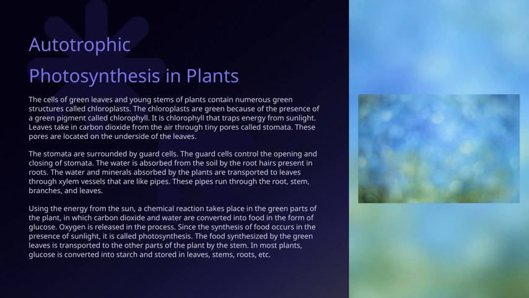The glucose produced is then transported through the stem to other parts of the plant. In most plants, this glucose is converted into starch and stored in leaves, stems, or roots for future use. This entire process is fundamental to how plants sustain themselves and provide energy for the entire ecosystem.